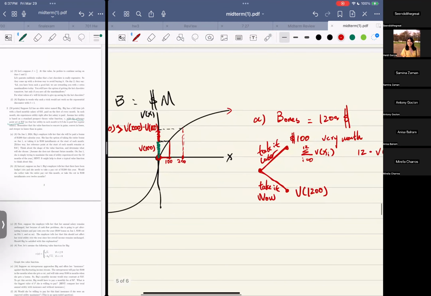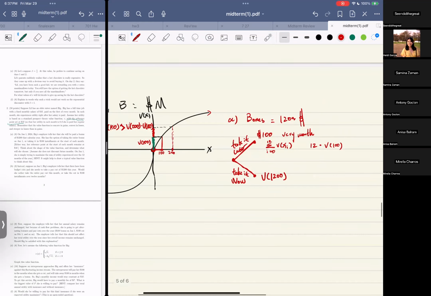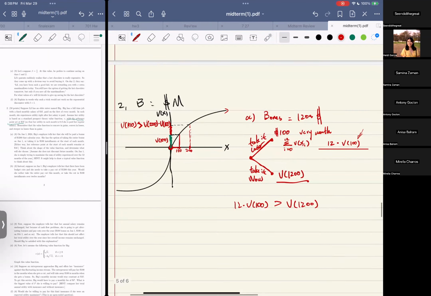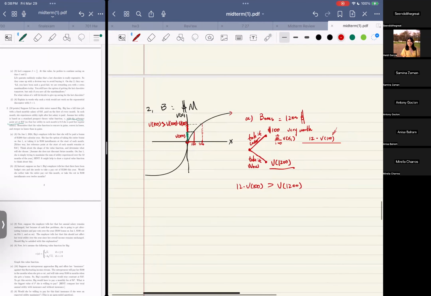So with that property, we can conclude that if you take 12 installments of $100 that reset every month, you're going to be happier than V of 1200. So 12 times V of 100 must be greater than V of 1200. Does that make sense?